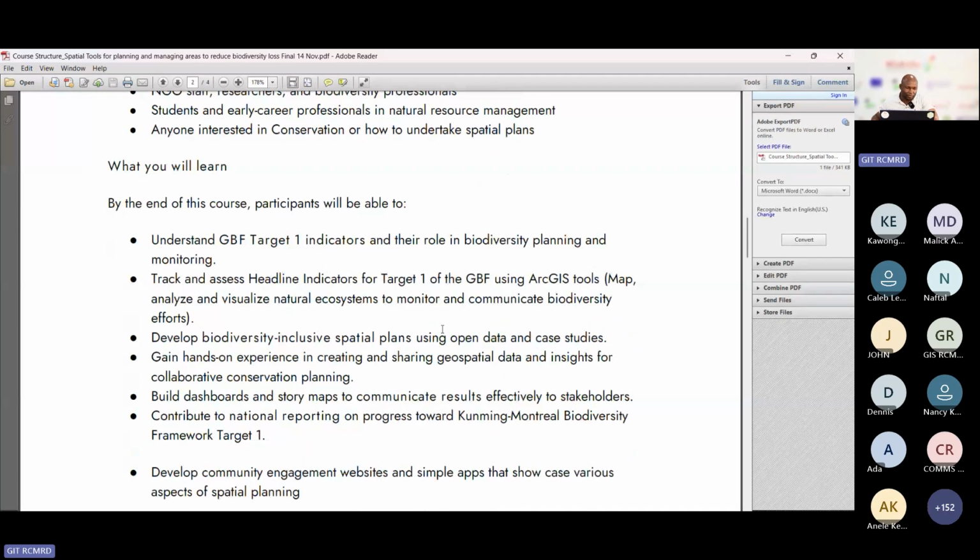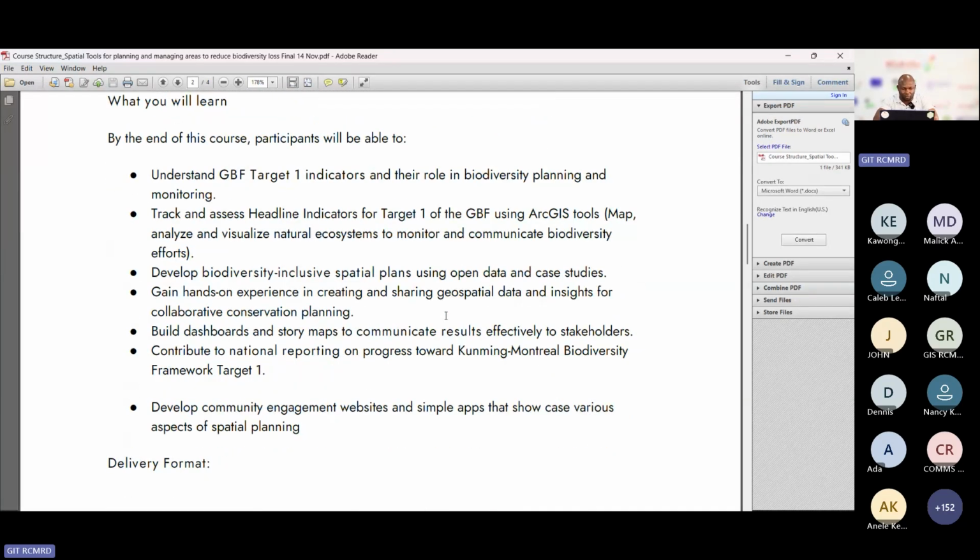So the objectives are what we anticipate our learners to gain. Number one is we anticipate that they'll be able to get a deep understanding of target 1, including its indicators. Then you should be able to track the indicators and develop biodiversity-inclusive plans using open data.